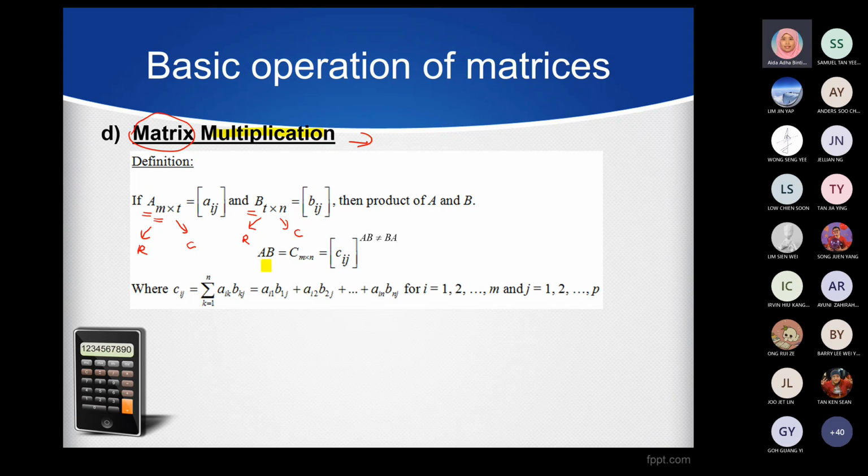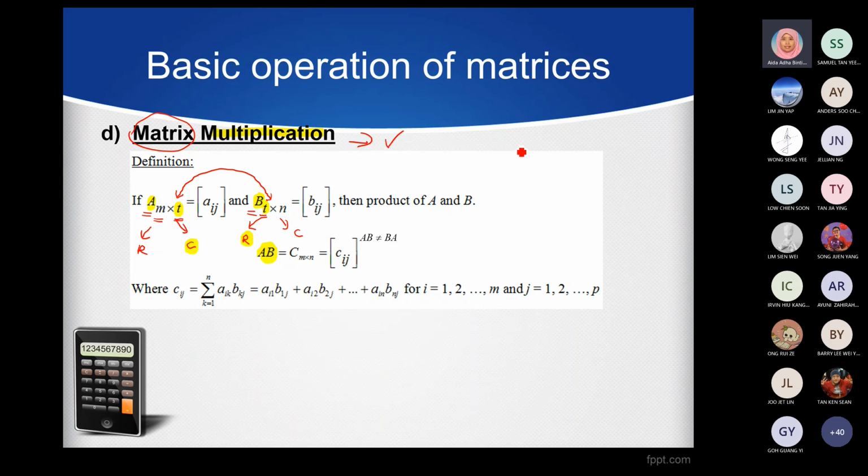Before you do the multiplication between matrix A and B, you have to make sure the number of columns of matrix A must be the same as the number of rows of matrix B. If you compare this one and this one, they must be the same. If they are the same, for sure you are able to proceed with the multiplication.